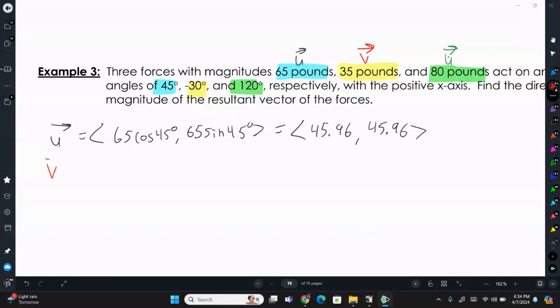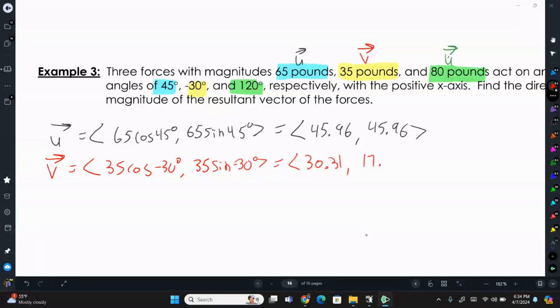Okay, let's go to V. That's going to be 35 times the cosine of negative 30 degrees, and 35 times the sine of negative 30 degrees. So we'll do that in the calculator. 35 times cosine of negative 30, we get 30.31. And then 35 times the sine of negative 30, we get negative 17.5.